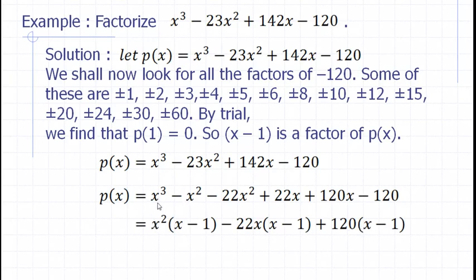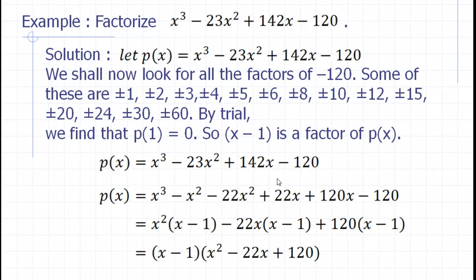Okay, now make the pair of 2 in the first two. X square is taken common, you will get x minus 1 as a factor. In this minus 22x taken common, so x minus 1 is in this; 120 taken common, x minus 1 is in this. So now in all the terms you got x minus 1 as a common. So you will get x minus 1 into x square minus 22x plus 120.